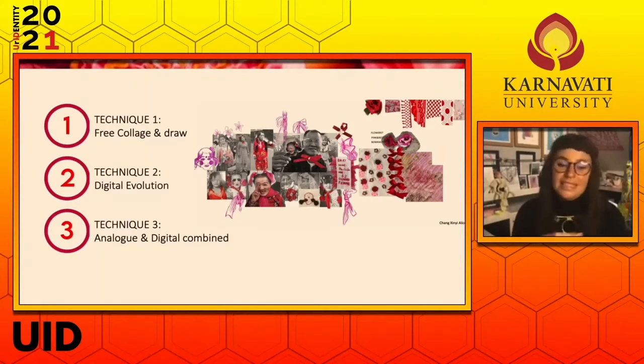So there are three main techniques that I'll talk about with you today. However, these are just three out of many, and all designers do work differently, and all different companies have their own way of working as well. So these are just three options to get you started. The first technique is what I would call free collage and draw. The second technique I would call digital evolution, which sounds very much as it is, and we'll look at that in a moment. And the third technique that we'll look at today is analog and digital combined.